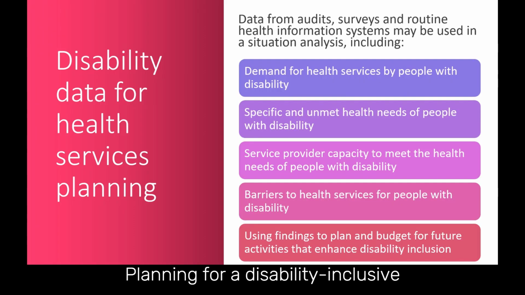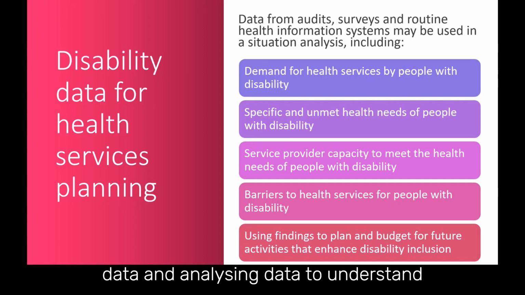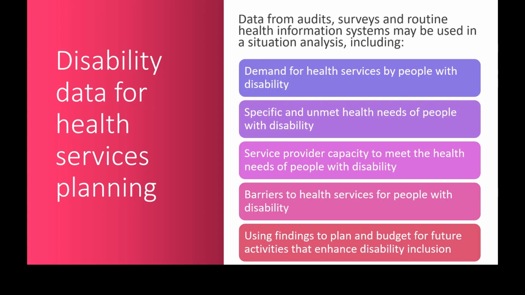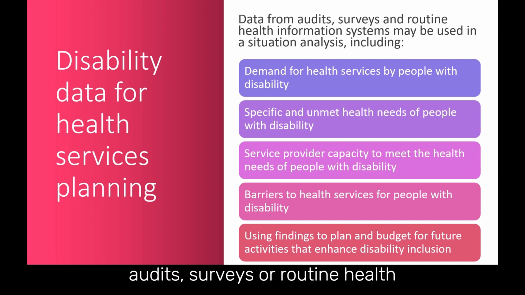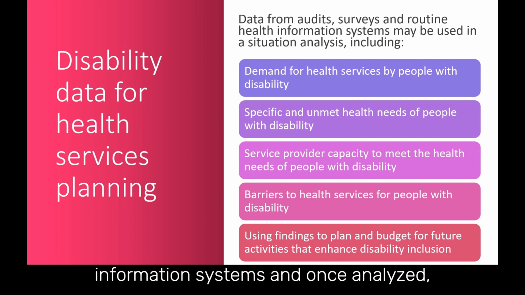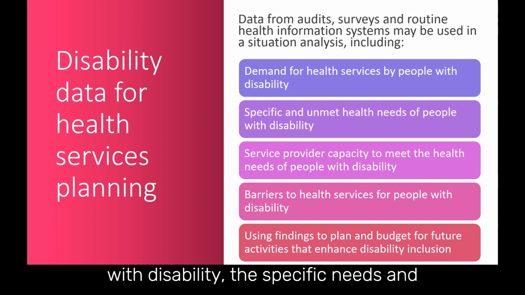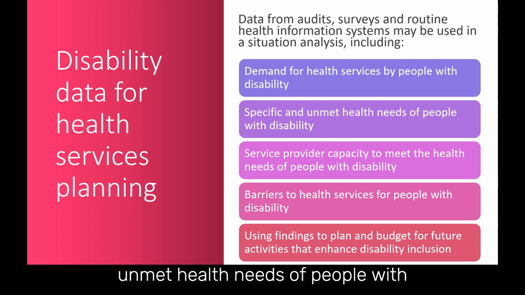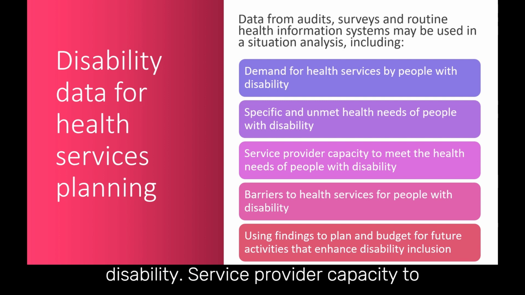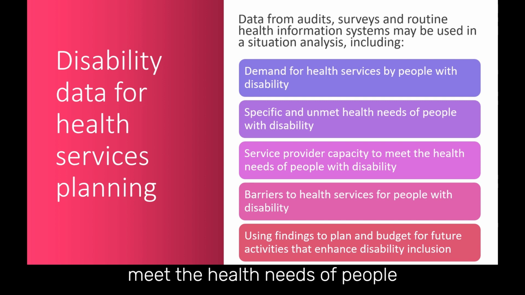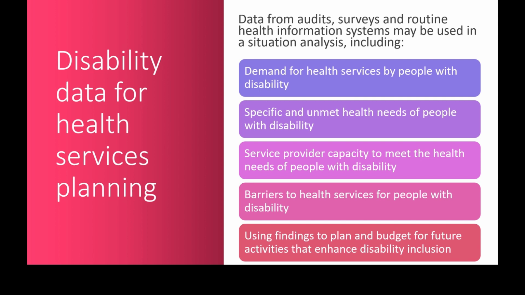Planning for a disability-inclusive health service involves first collecting data and analysing data to understand the current situation. This data may come from a range of sources, including audits, surveys, or routine health information systems, and once analysed can provide an understanding of the current situation in relation to demand for health services by people with disability, the specific needs and unmet health needs of people with disability, service provider capacity to meet the health needs of people with disability, and barriers to health services for people with disability.